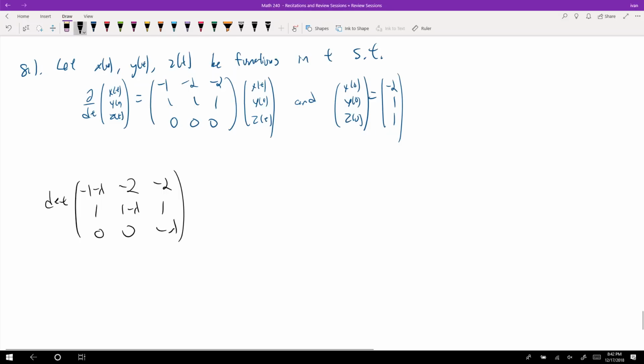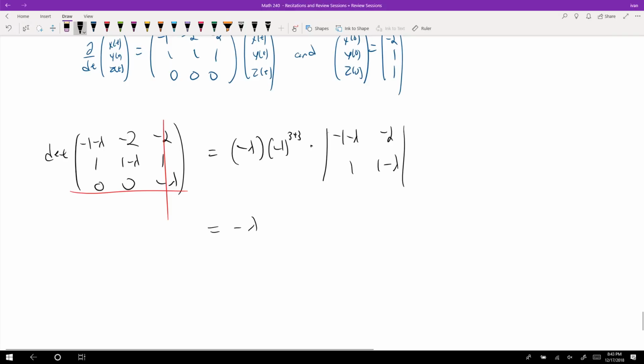Yeah, so you can actually just look at this matrix. The trace of the matrix and the nullity of the matrix can get you the eigenvalues and so forth. But we can just solve it this way. We'll expand along the bottom row, because there's a row of zeros down there. So that's negative lambda times negative 1 to the 3 plus 3, times the determinant of negative 1 minus lambda, negative 2; 1, 1 minus lambda. All right, we've seen this. This is negative lambda times lambda squared plus lambda minus 1 plus 2, which is negative lambda times lambda squared plus 1. And that's good enough for us to get all our eigenvalues.